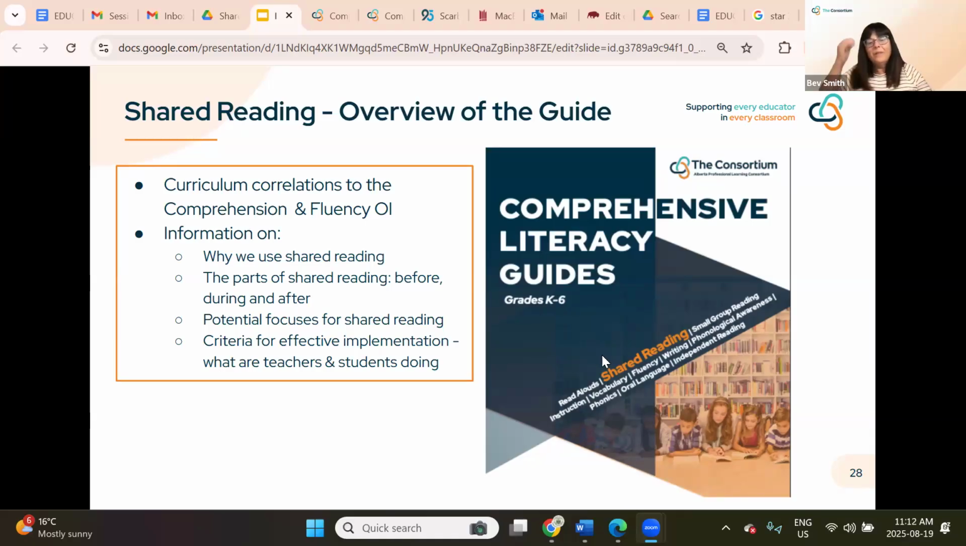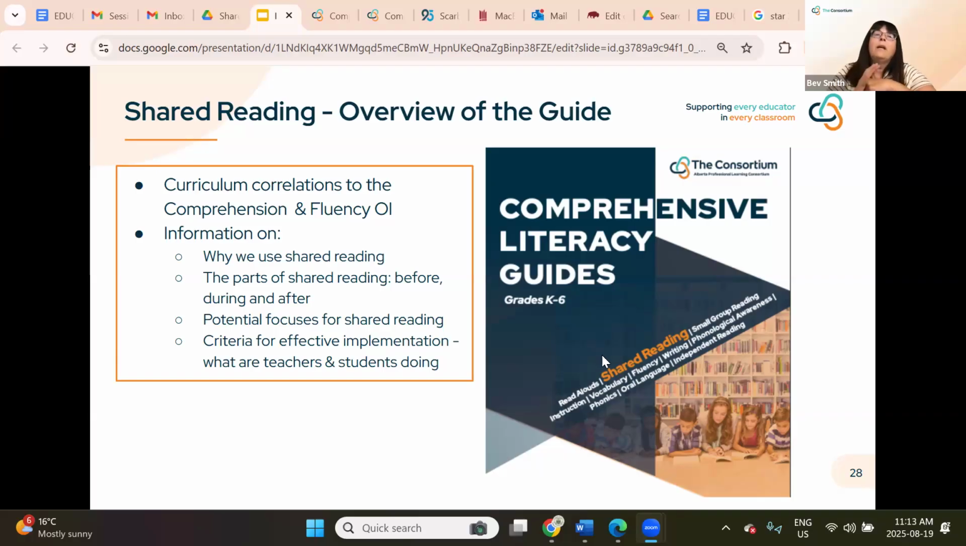Thanks, Irene. So, shared reading. Shared reading is what, in the guide, you'll find the correlations to both comprehension and fluency. It isn't just limited to those two, but those are the two that I felt were mainly going to be addressed through shared reading. But certainly text forms could be in there. You're working on even decoding as you're working through reading the text fluently.